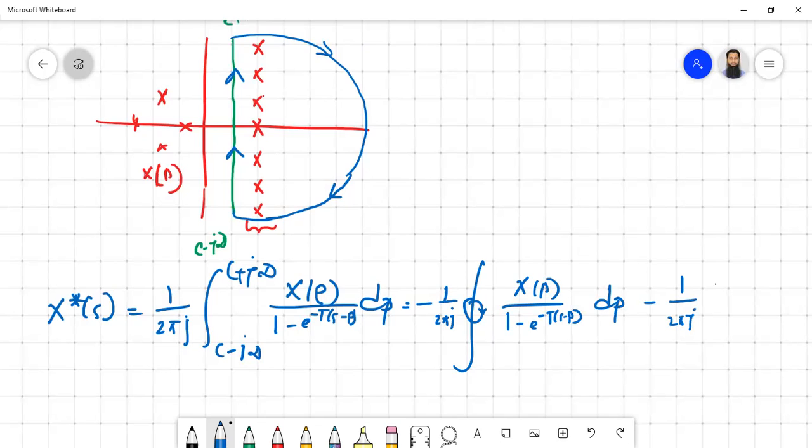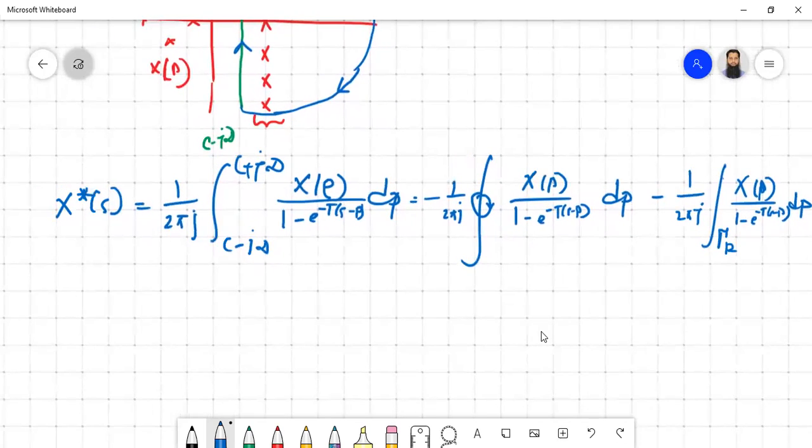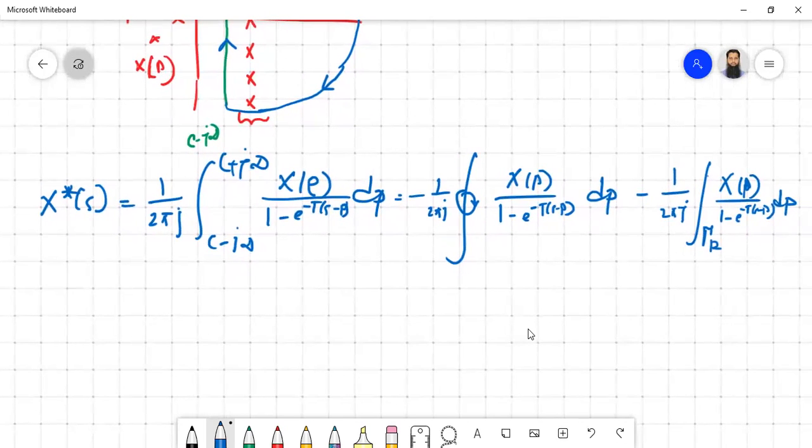Okay, so then minus 1 by twice pi j. You have integration of gamma r, the infinite semicircle, xp, 1 minus e to the minus ts minus p. So integration around that infinite semicircle, again, two cases are being considered here. The case one is strictly proper transfer function. Okay.